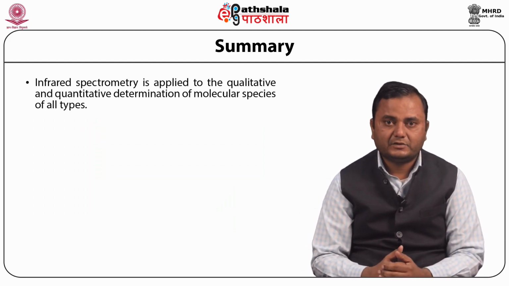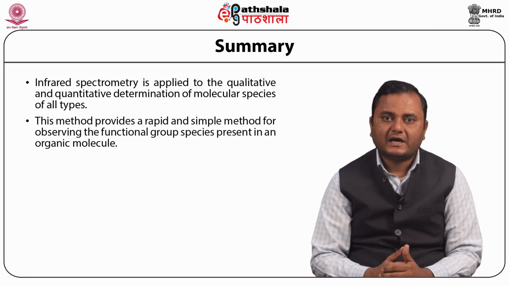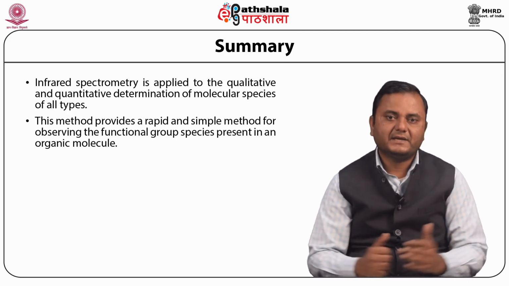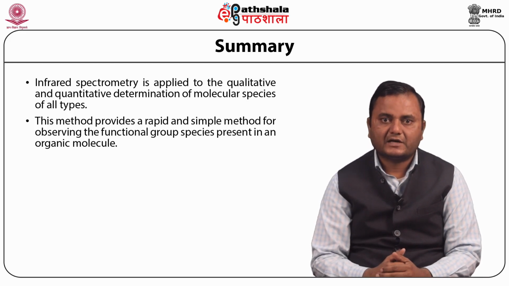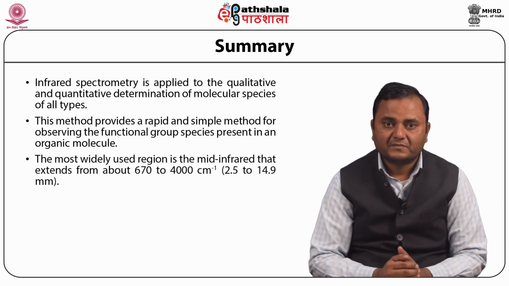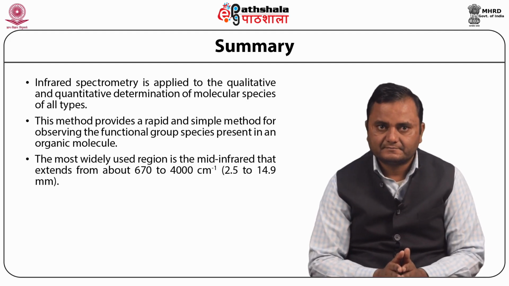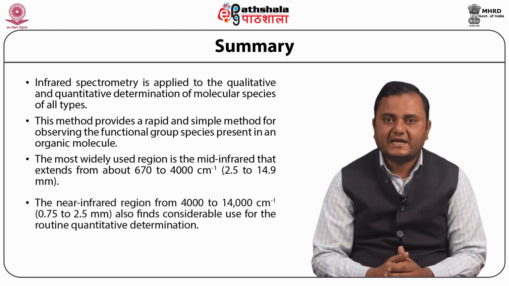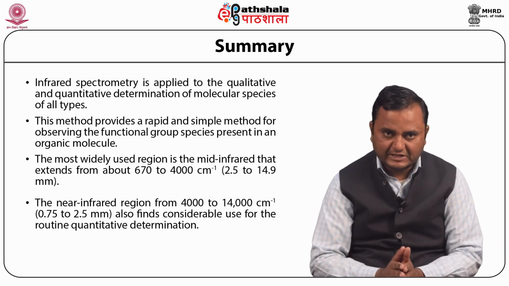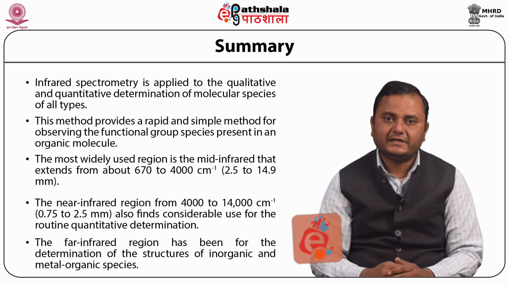IR spectrometry is applied to the qualitative and quantitative determination of molecular species of all types. This method provides a rapid and simple way of observing the functional group species present in an organic molecule. The quantum mechanical energy levels observed in IR spectroscopy are those of molecular vibration. Finally, the most widely used region of the IR is the mid-IR region, which extends from 670 to 4000 per centimeter. The near-IR region lies from 4000 to 14,000 per centimeter and also finds considerable use for routine quantitative determination. And the far-IR region has been used for determining the structure of inorganic and metallic organic species.